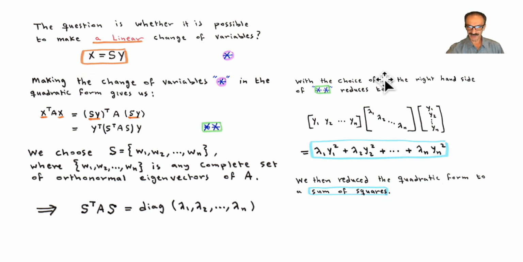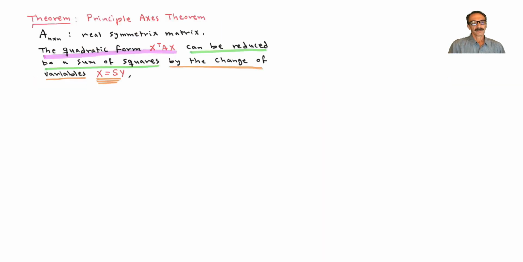When we choose S as the column vectors, right here is a complete set of orthonormal eigenvectors of A, we could do this right here and use the linear change x equals sy, and we end up with the sum of squares. This is called the principal axis theorem.